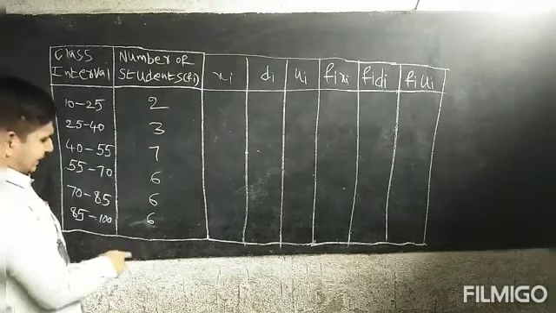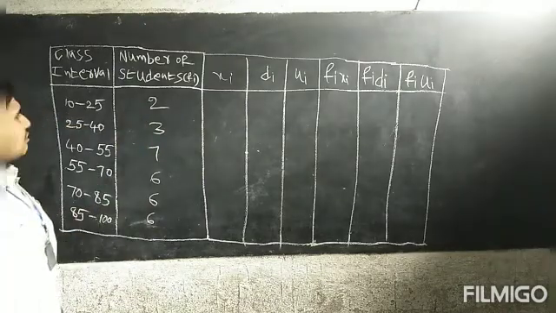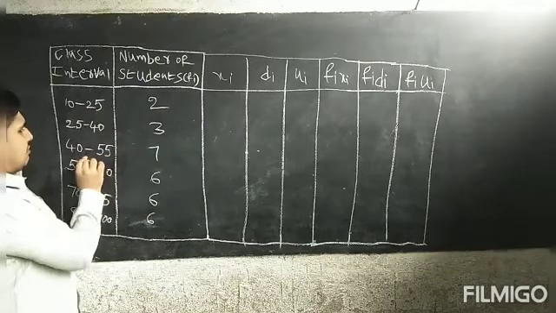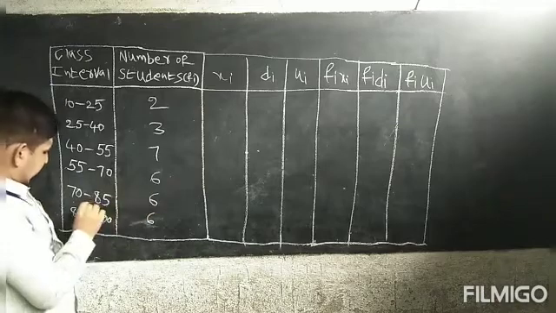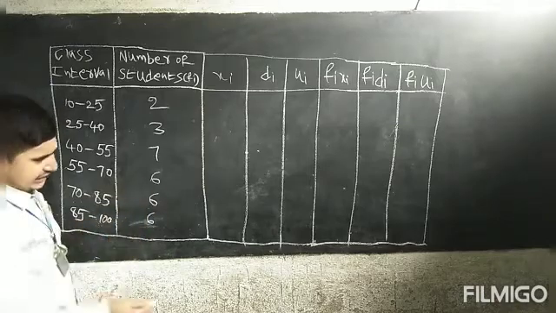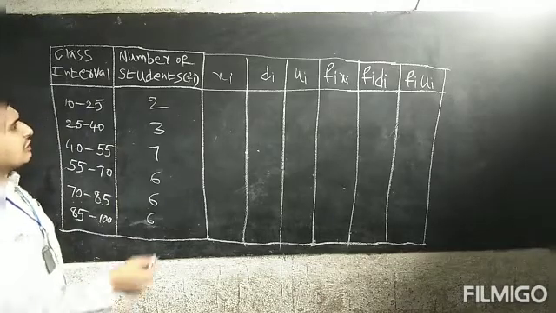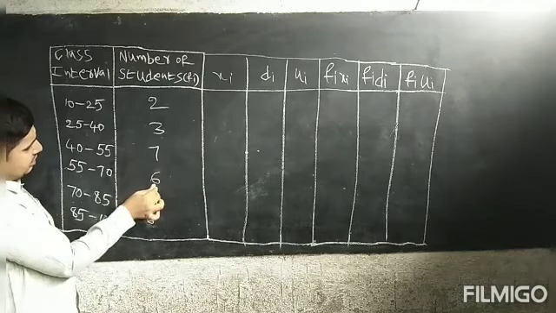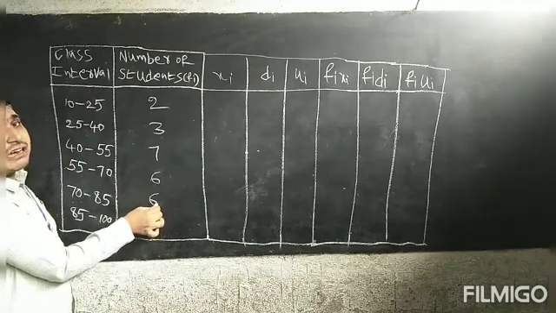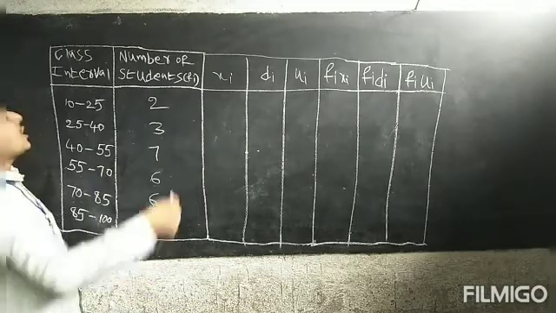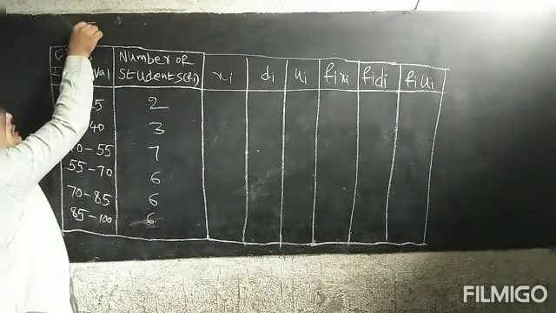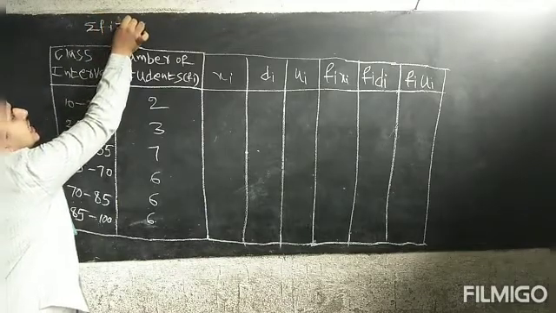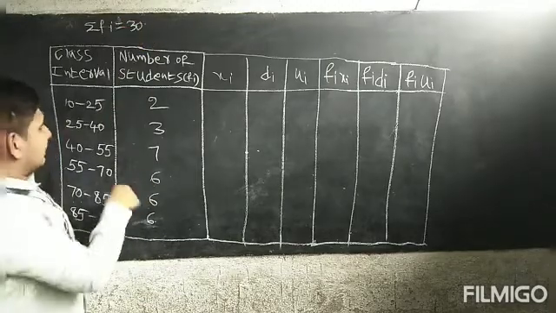Now these are the class intervals, these are the frequencies. Now count the total frequency. 2 plus 3, 5. 5 plus 7, 12. 12 plus 6, 18. 18 plus 6, 24. 24 plus 6, 30. So sigma f equal to 30.